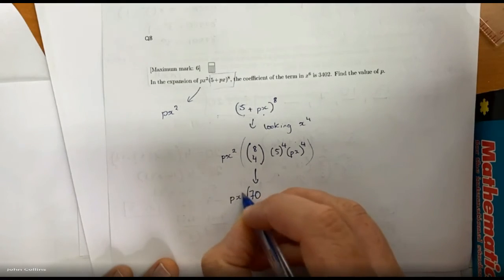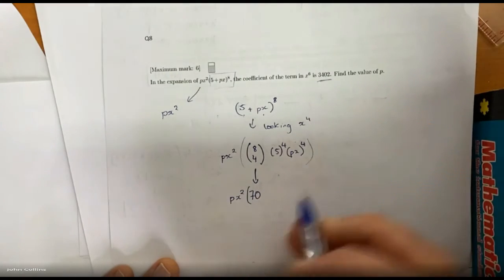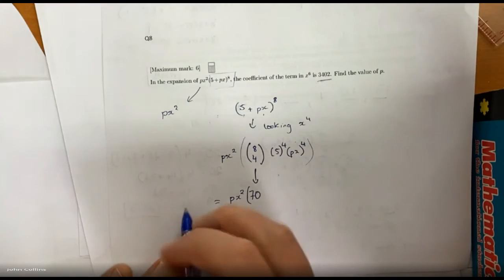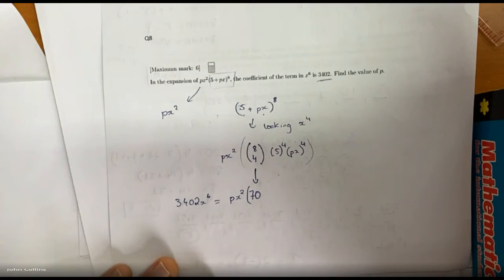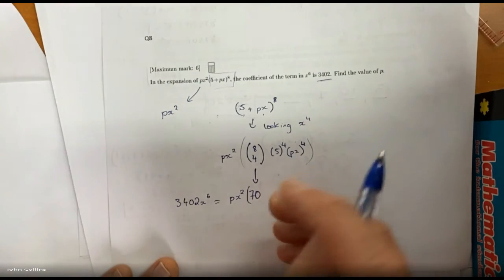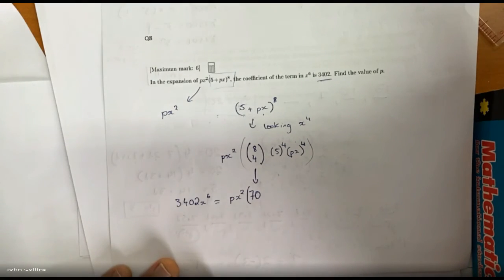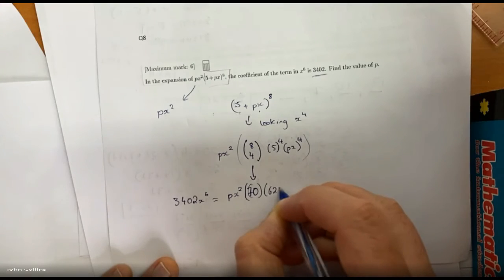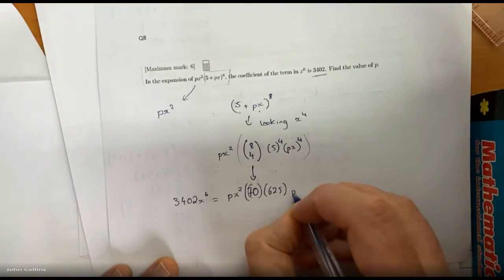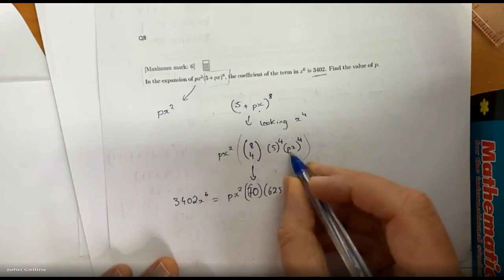Now px^2 is still here. I haven't put in this number yet, but it all does equal that. I get 3402x^6 if you want to put in the x^6. 5 to the power 4. Get your calculator out again. I'm doing it to the side here. That's 625. And that's going to give me p^4 x^4.